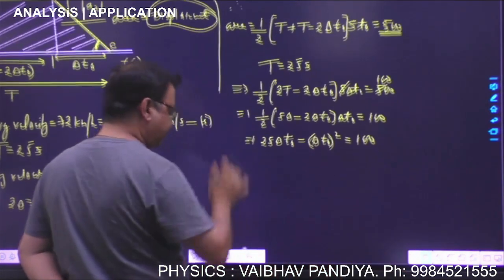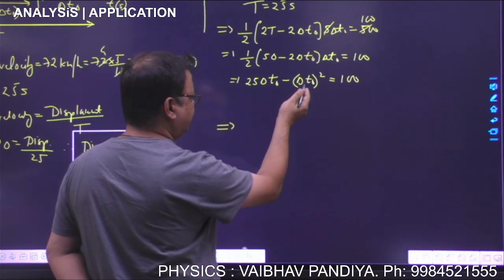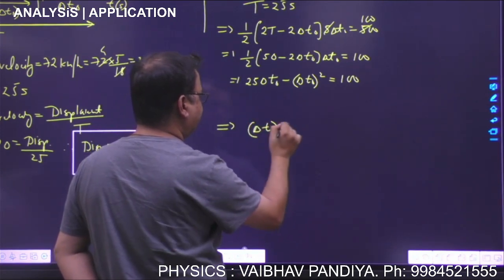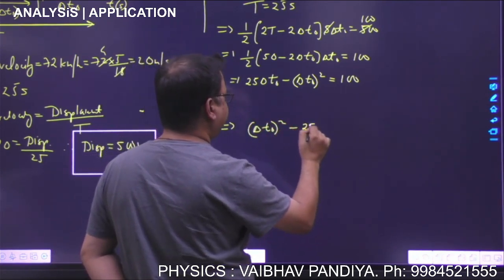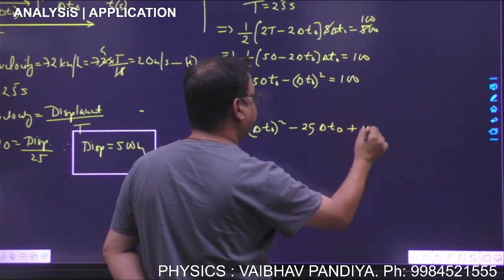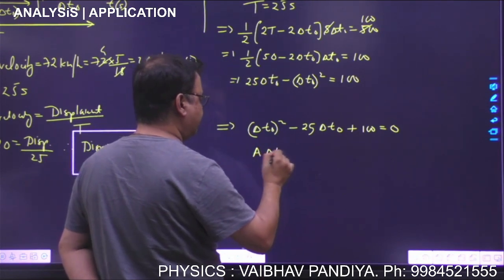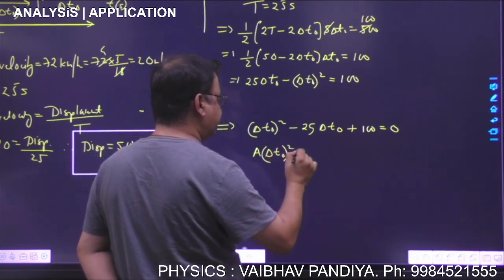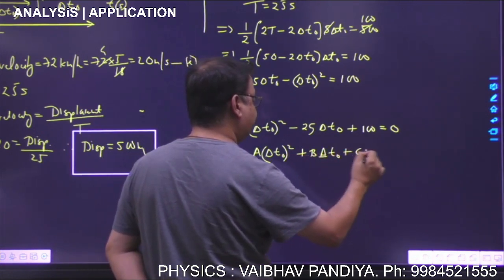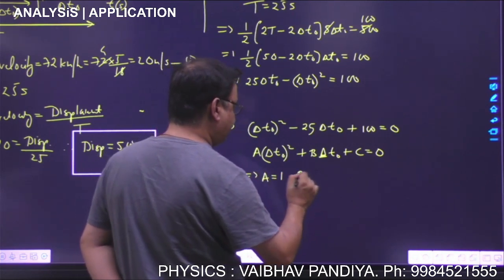So we are getting a quadratic in delta t naught. So this equation is coming to be, for the convenience I'm putting this as a positive quantity, delta t naught square minus 25 delta t naught plus 100 is equal to 0, and it is a quadratic in delta t naught, so I can compare it with the standard quadratic form a delta t naught square plus b delta t naught plus c is equal to 0. Okay, so what is a? 1. What is b?